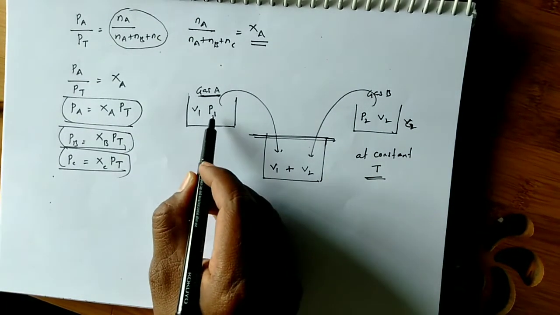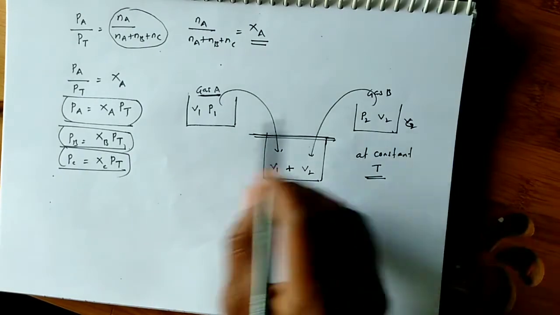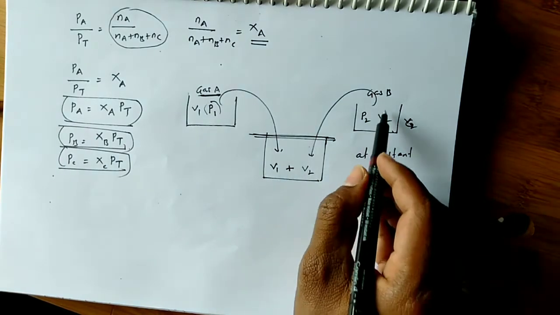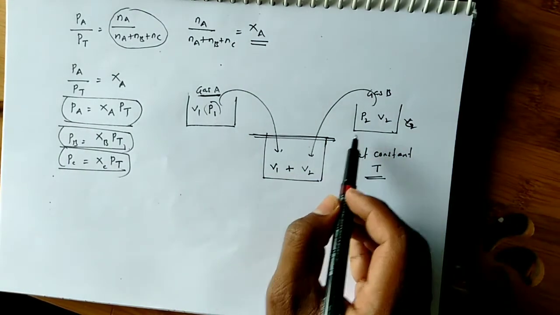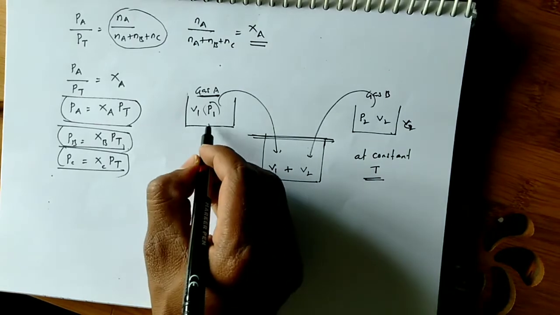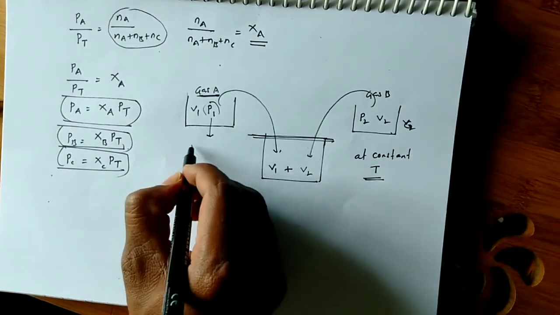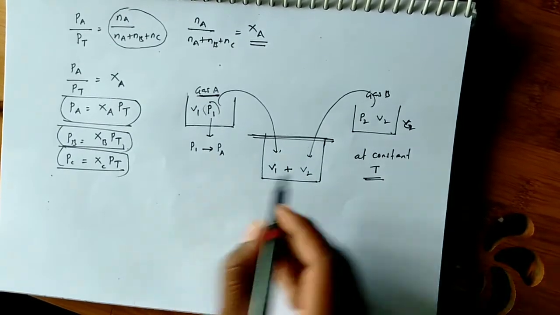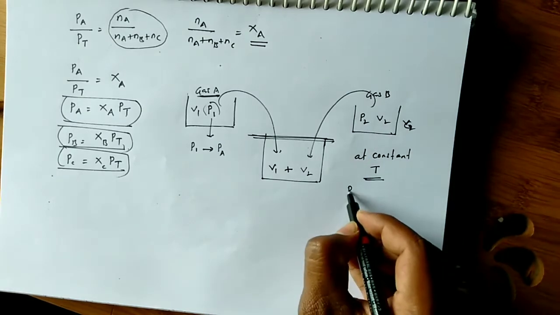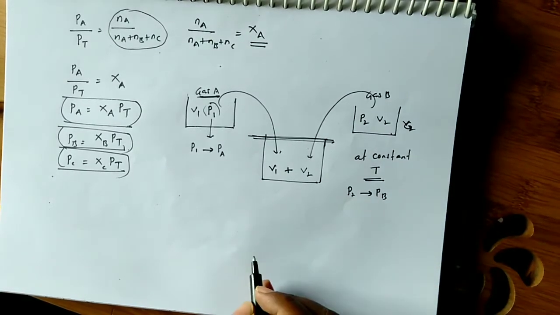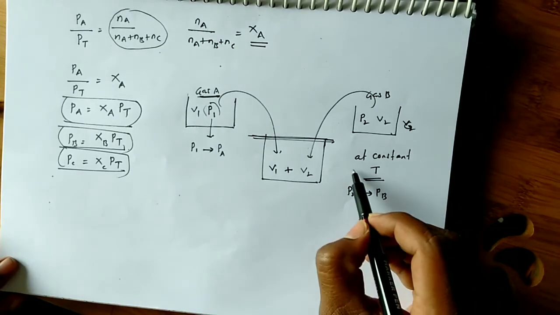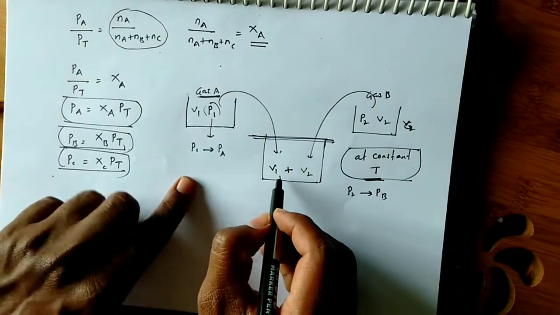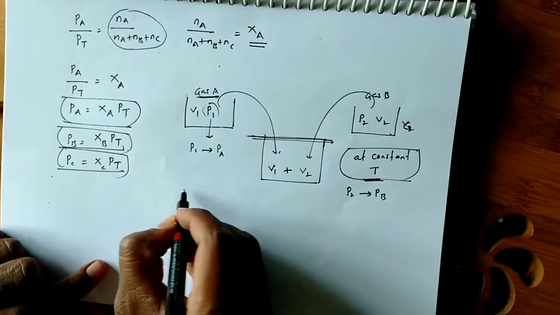Now the pressure before addition of these two, the pressure of gas A is P1, but after addition of gas B, when it is present along with gas B, the pressure will change. Assume the pressure changes from P1 to its partial pressure PA, and here also the pressure changes from P2 to PB. Remember this is at constant temperature.